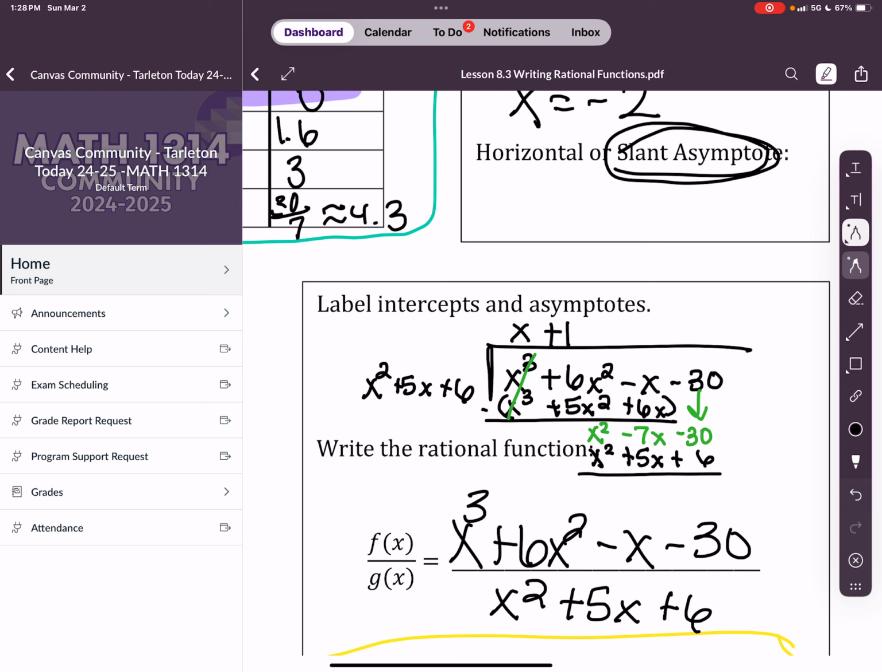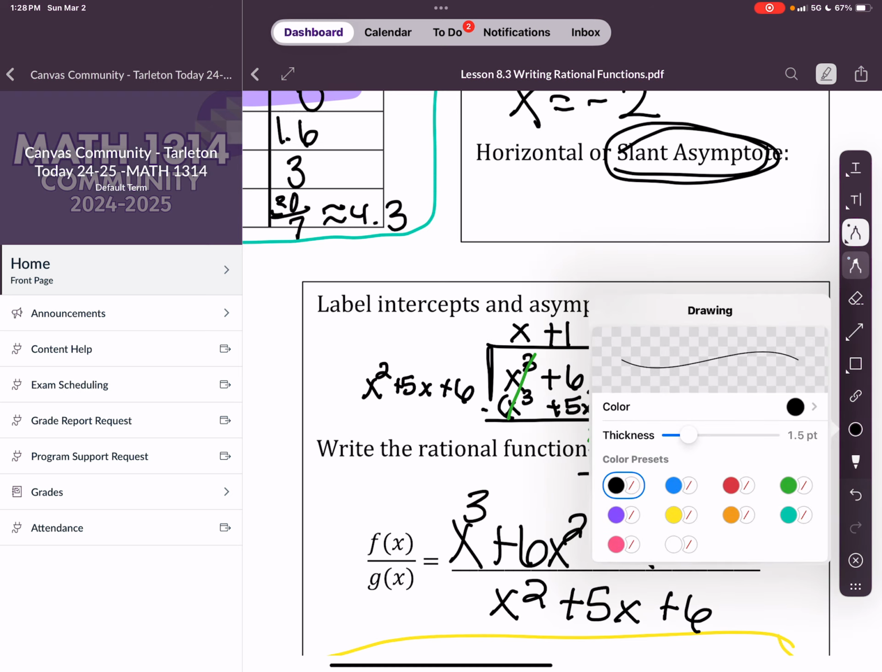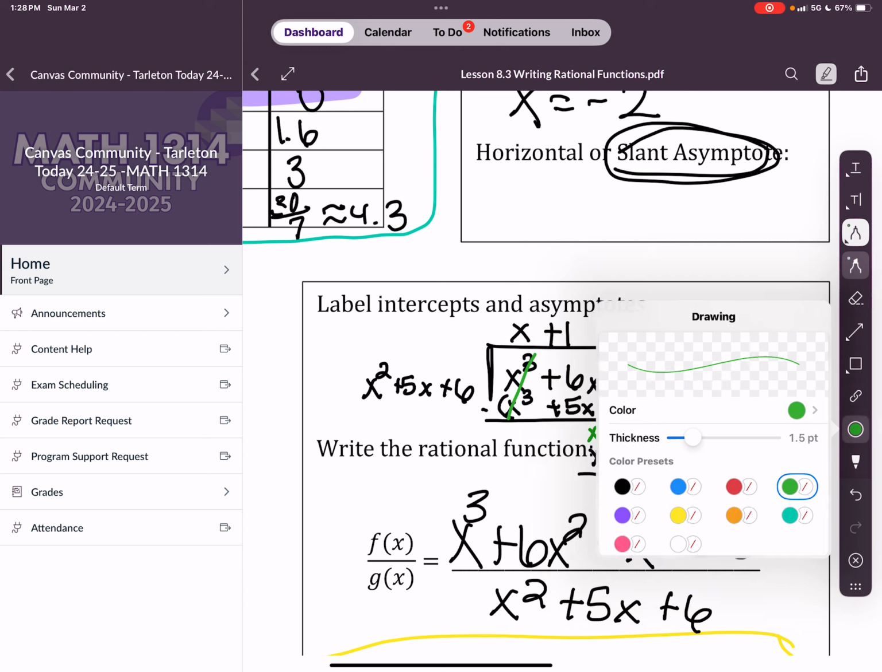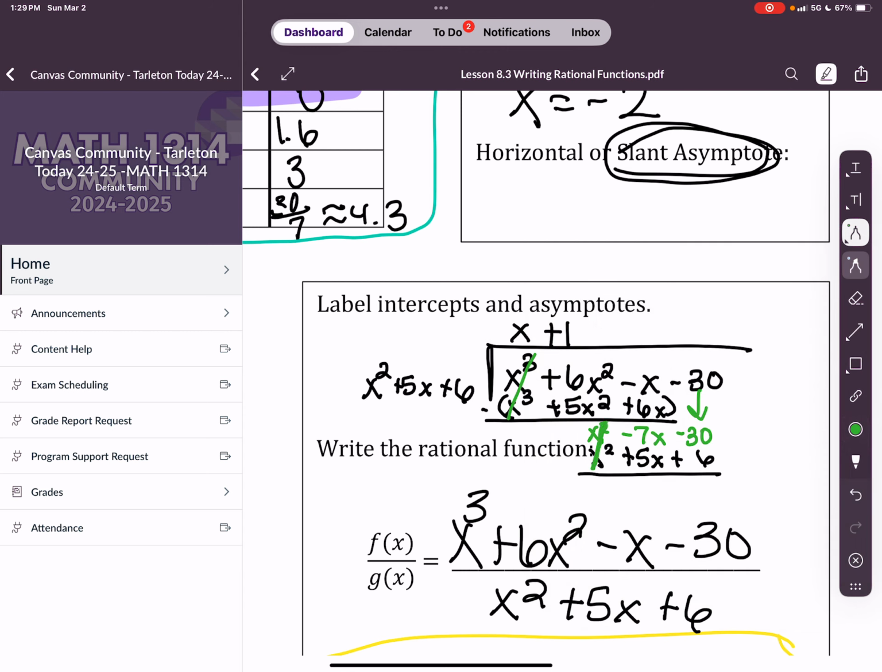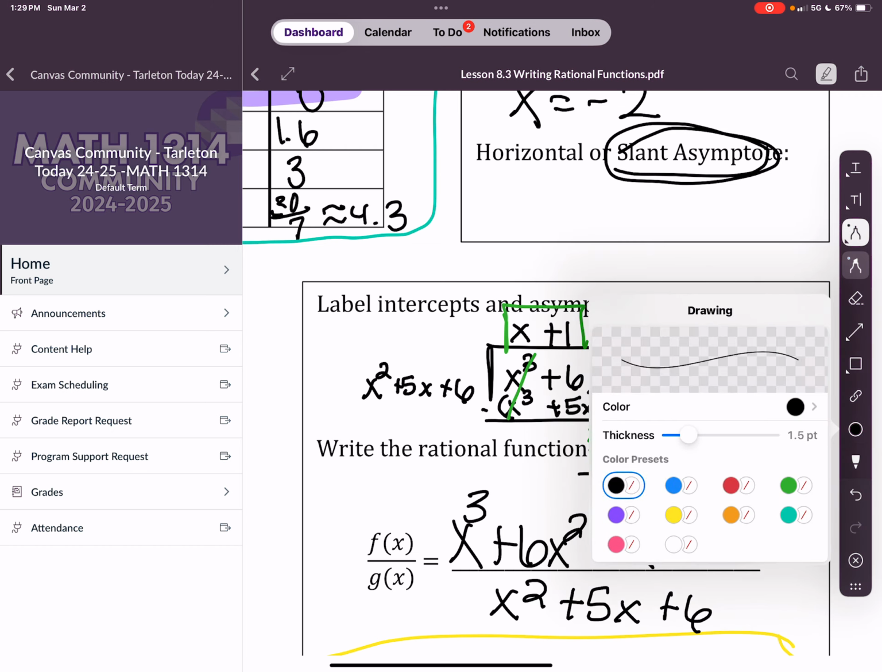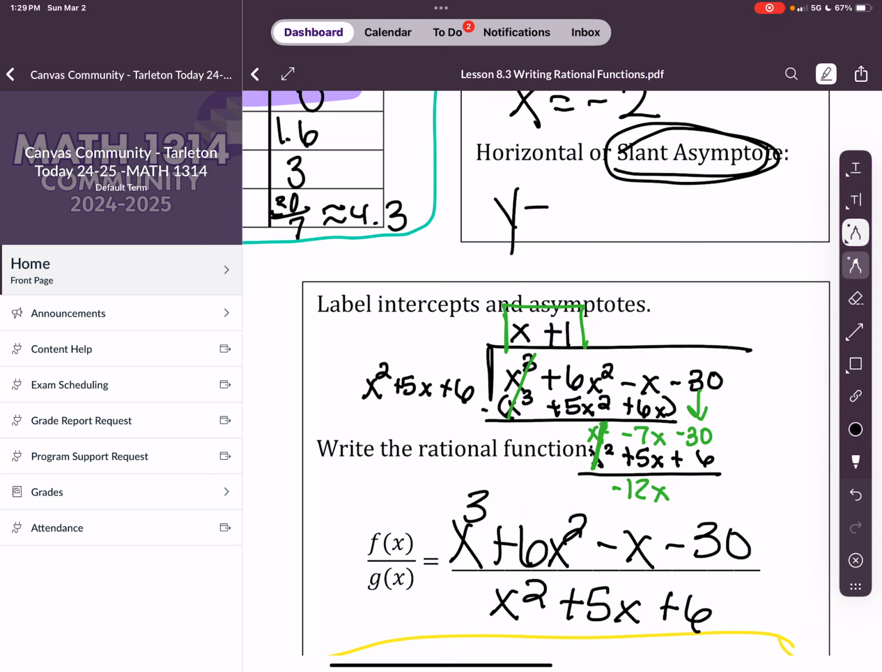Now, when you get to this point, okay, and this cancels right here, you really don't have to keep multiplying, or subtracting, excuse me. Because whenever I do negative 7 minus 5x, I get negative 12x. But there's nothing I can multiply x squared by to give me negative 12x. So this right here would be our slant equation. So my slant asymptote equation would be y equals x plus 1, okay?